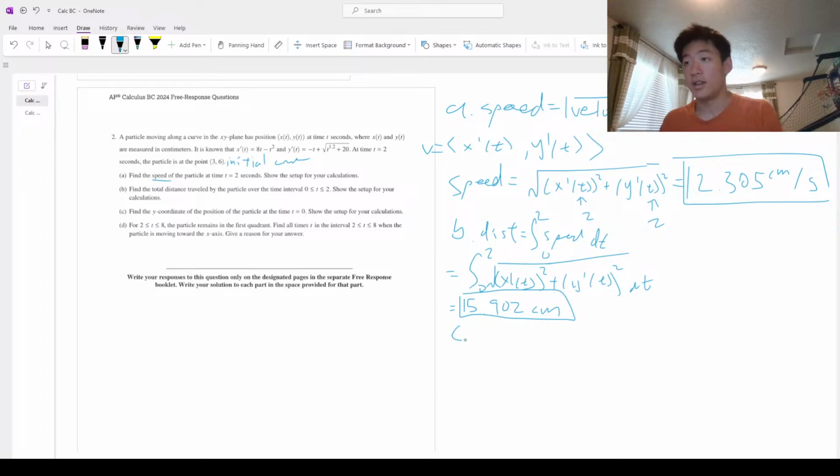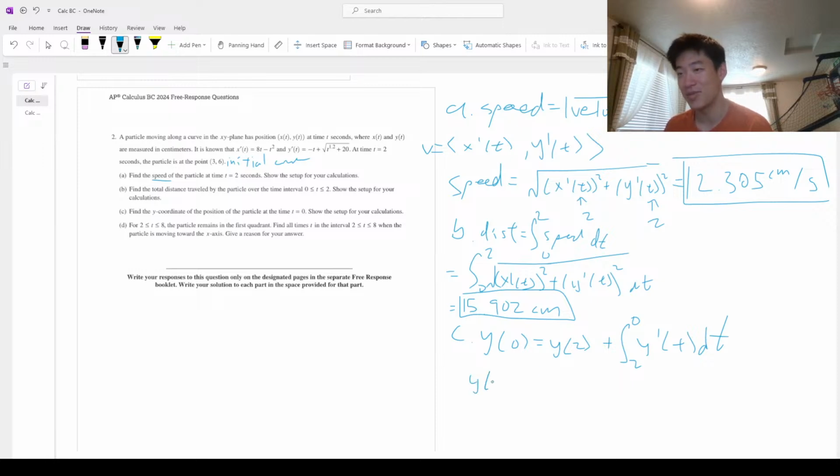All right, so let's go to part C now. The y coordinate. Okay, yeah, so that's finally talking about the y coordinate. We want y of 0. So this is going to be something kind of weird. Start plus accumulation also works backwards. So you can actually just do y of 2 plus the integral from 2 to 0 of basically y prime of t dt.